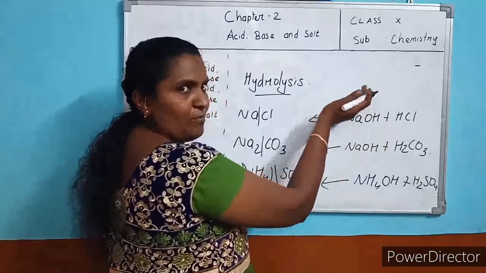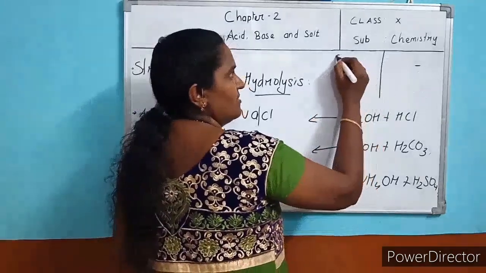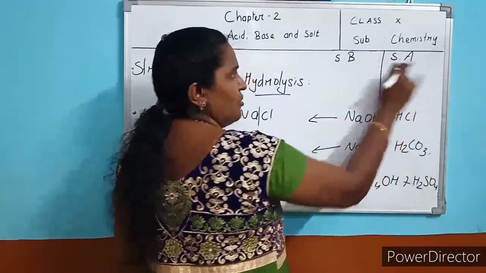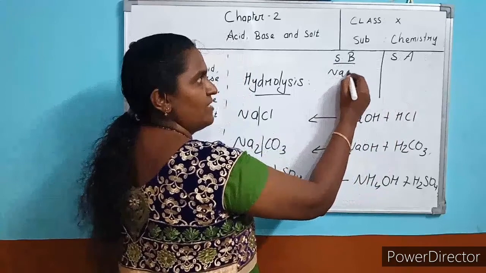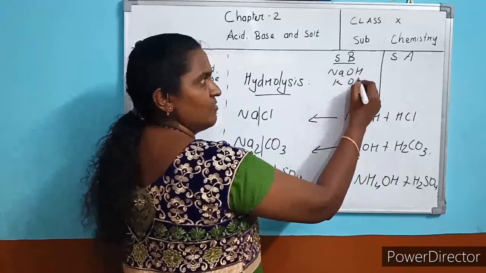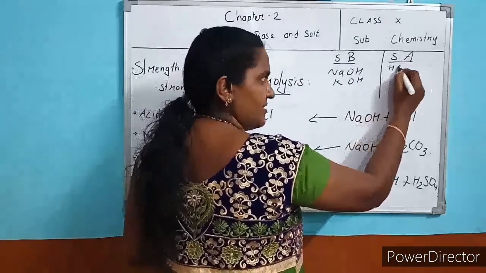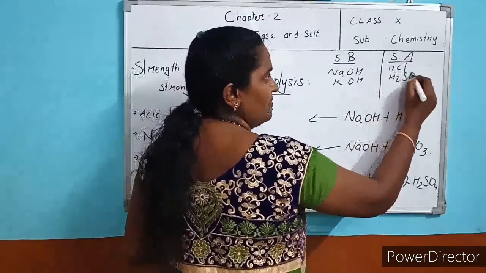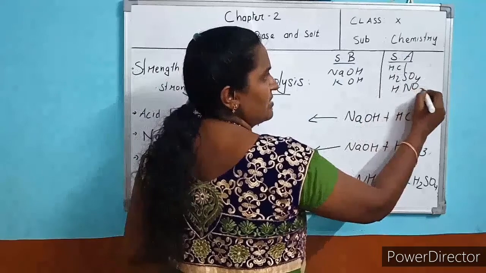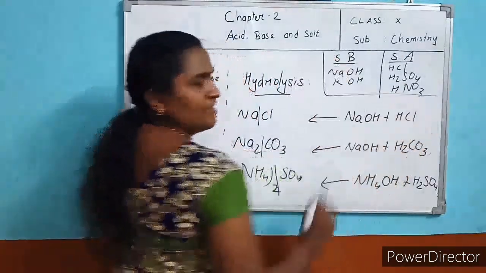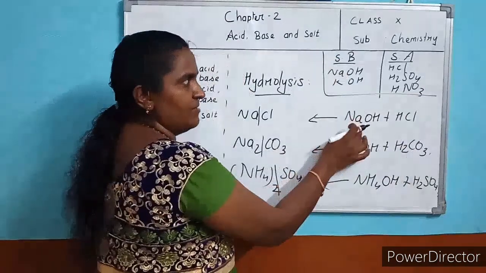Before coming to this topic, you remember two things: strong base and strong acid. Strong bases are NaOH, KOH. These two you will keep in mind. Strong acids are HCl, H2SO4, HNO3. Here three compounds you keep in mind. These 5 you keep in mind. Okay, now come to the topic.